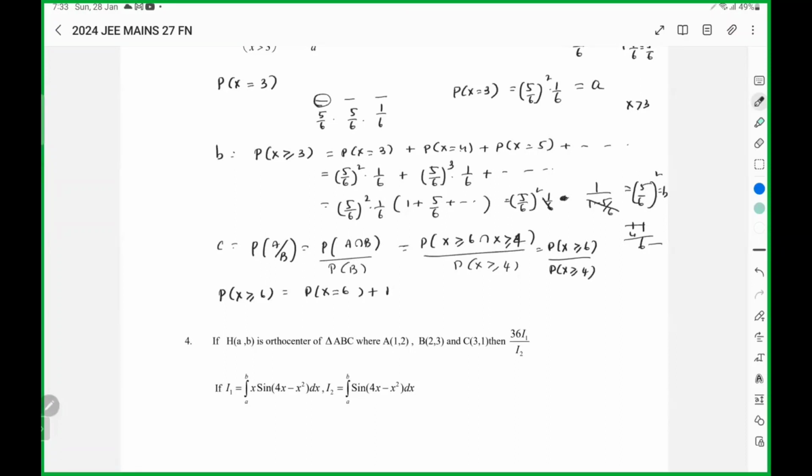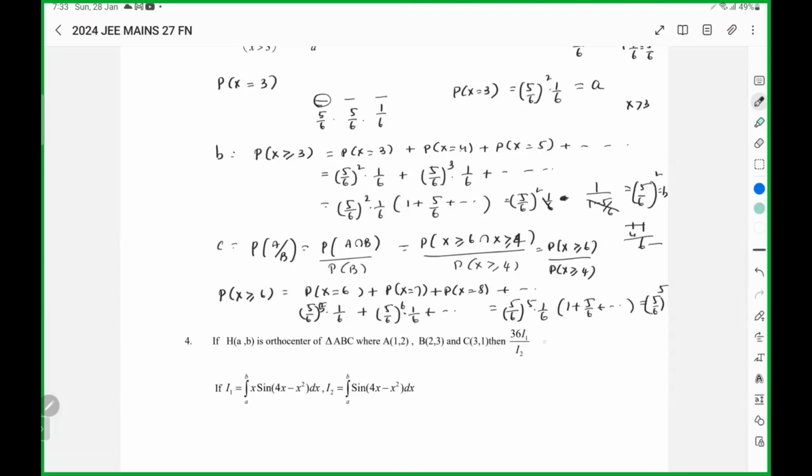So as usual, how I did earlier, X greater than or equal to 6 means P of X equal to 6 plus P of X equal to 7, P of X equal to 8, and so on. That means till 5 attempts, he didn't get a 6. In the 6th attempt, he got a 6. So (5 by 6) whole power 5 into 1 by 6, the common part is the same thing. Earlier simplified, this gets cancelled.